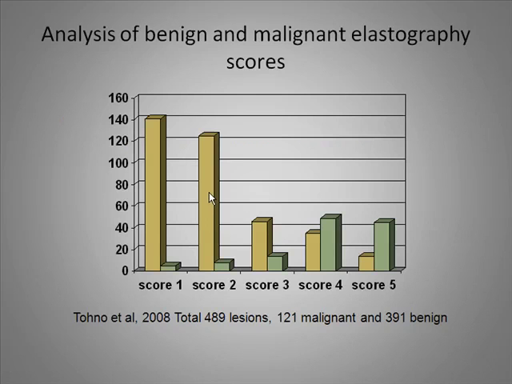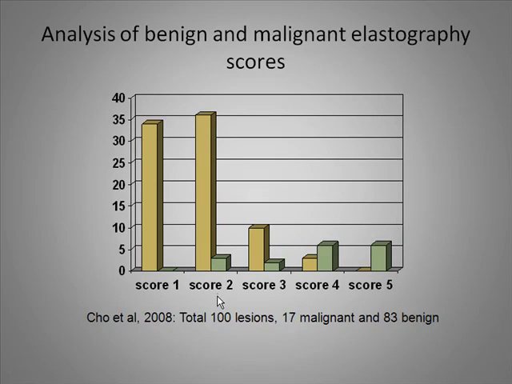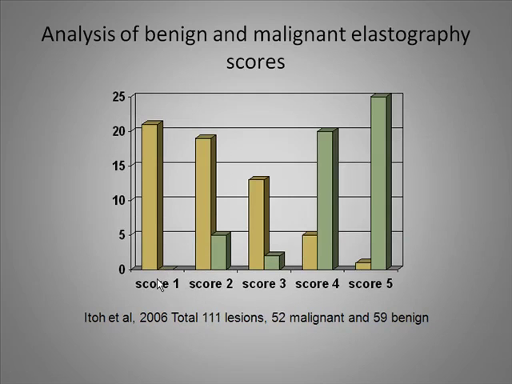We do know from these various series, and this is just a different way of displaying the data, that overall elasticity scores of 1 contained very few cancers. Scores of 2 and 3 started to have increasing numbers of cancers. What we can also see from this data is that the benign lesions comprised the multitude of cases in most of these trials. And here is another investigator, increasing numbers of cancers in score 2 and 3, but none in score 1, and again none in score 1.